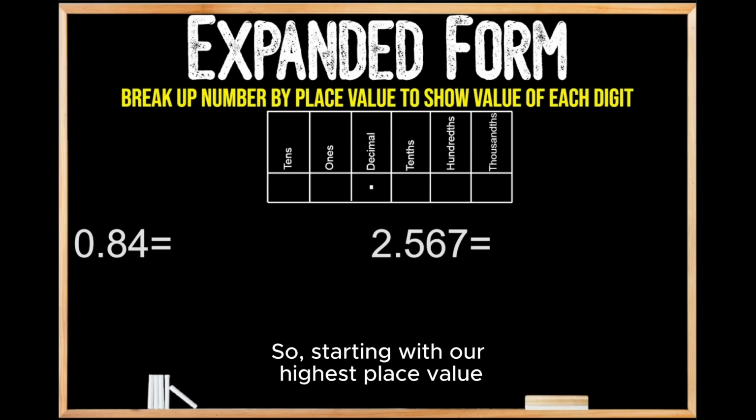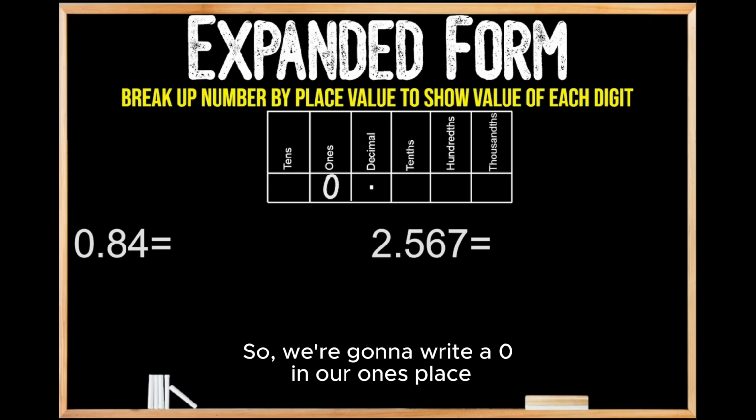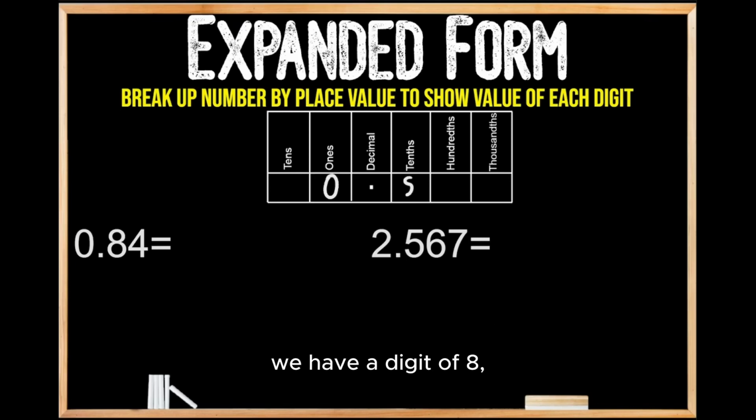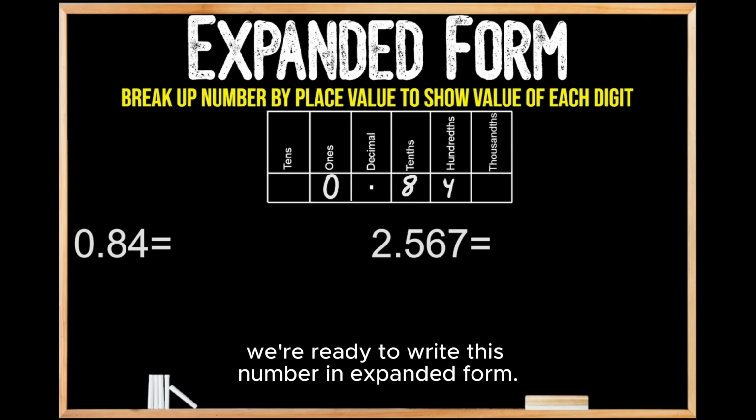So starting with our highest place value, we can see that we have a digit of 0 in our ones place. So we're going to write a 0 in our ones place. In our tenths place, we have a digit of 8. And then in our hundredths place, we have a digit of 4. Now that we filled out our place value chart, we're ready to write this number in expanded form.